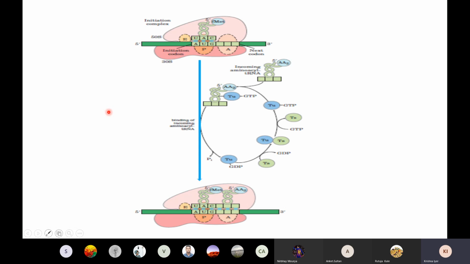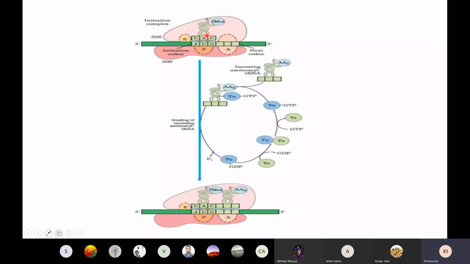So here we have this initiation complex. If you remember, 30S subunit, 50S subunit, collectively it is a 70S subunit. This is the mRNA. This is the AUG, which is positioned on the P site. UAC is the anticodon to AUG. That is the anticodon in the tRNA, which is carrying formyl methionine. That has come and sat here.